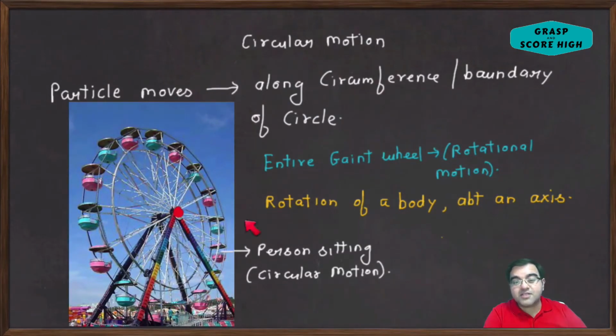I again repeat the difference. Whenever a person is moving along the circumference, basically meaning the boundary of the circle, the motion is said to be circular. Whenever the entire body is rotating, now this body is not moving, it is just rotating about a fixed point, and that fixed point is the axis. This entire giant wheel is not moving, it is just rotating about a fixed point, and that point is called the axis. So the motion for the entire giant wheel is going to be rotational motion.